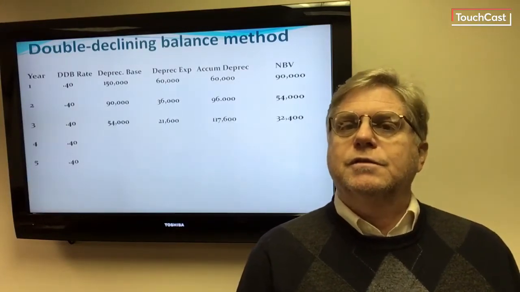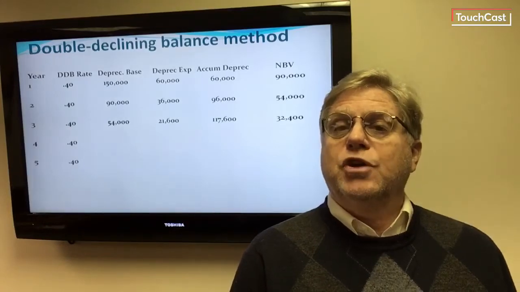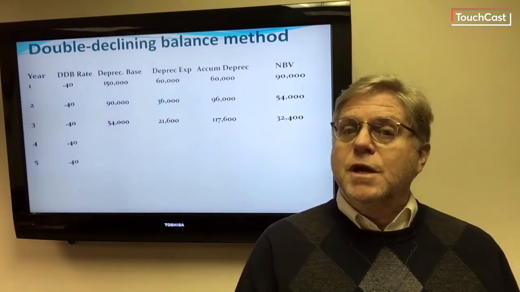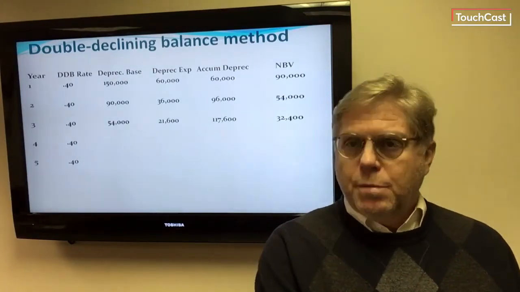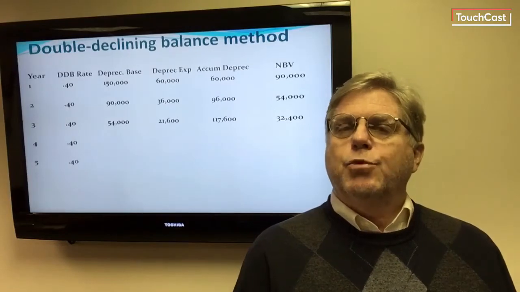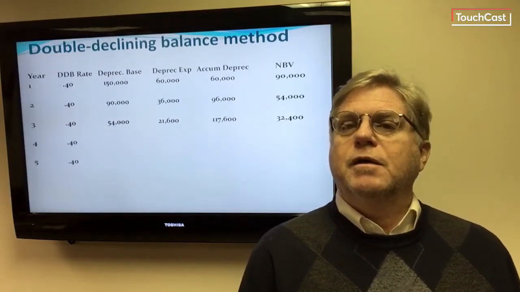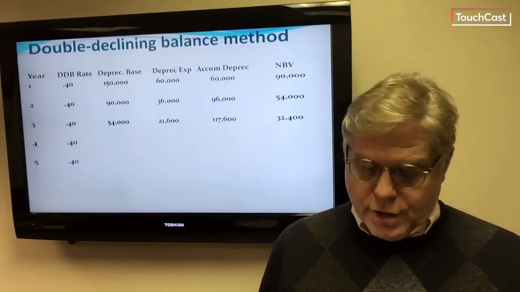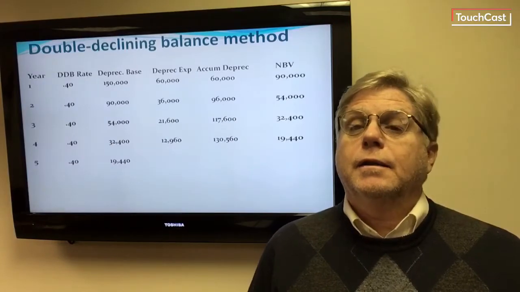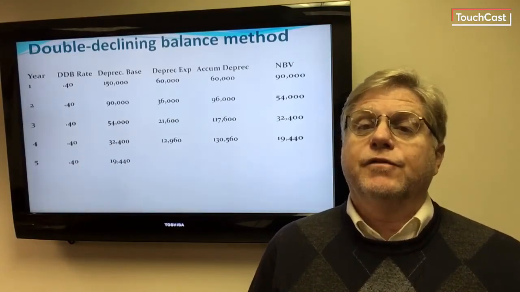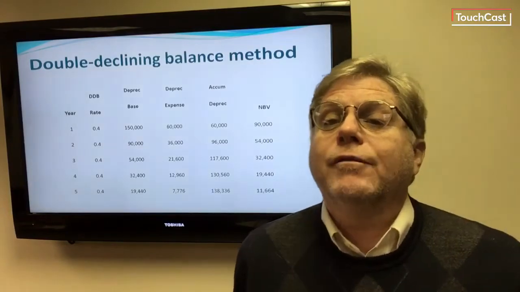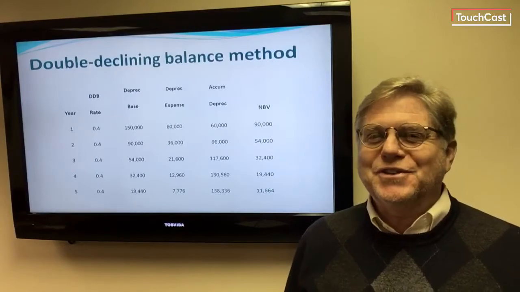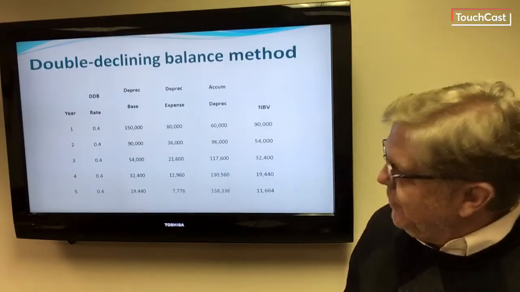Well, let's continue this. In the next year, you can see the depreciation is declining because the balance itself is declining. So the rate stays the same, but the balance to which that rate is applied is declining. So the depreciation expense is decreasing period by period. So at the end of the third year, we have net book value of $32,400, and continuing that, $19,440 at the end of the fourth year, and then finally, $11,664. It's getting hard for me to see from this distance. At the end of the fifth year.